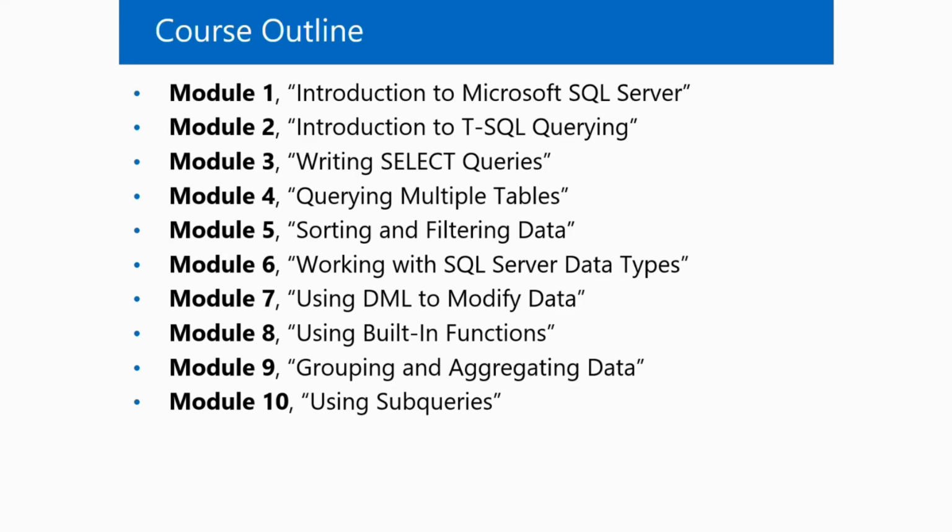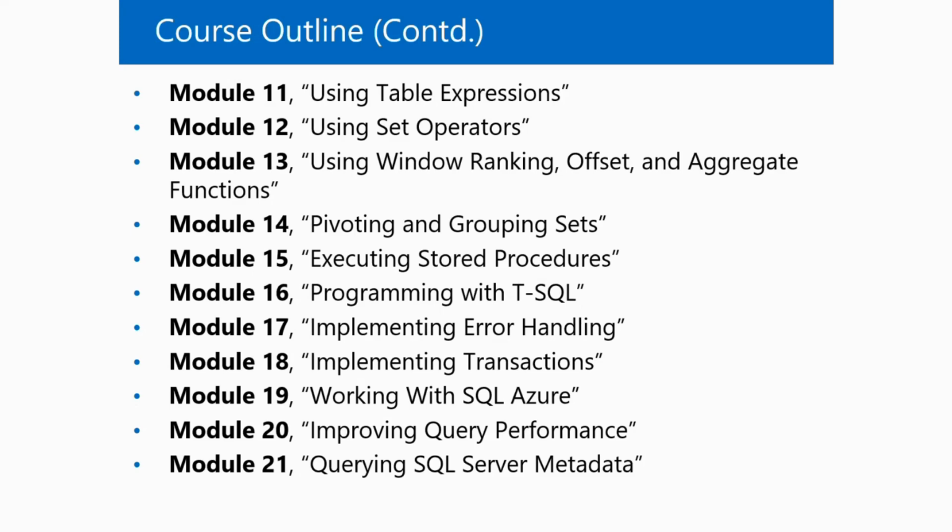using existing built-in functions, using grouping and aggregation, using subqueries. Then we also have something called table expressions and set operators. Then there are the functions specifically used for statistical analysis like window ranking function, offset function, aggregate function. We have functions to pivot and unpivot the data, then grouping sets, then what are stored procedures and how to use the stored procedure. This portion briefly discusses the programming elements of the SQL language.